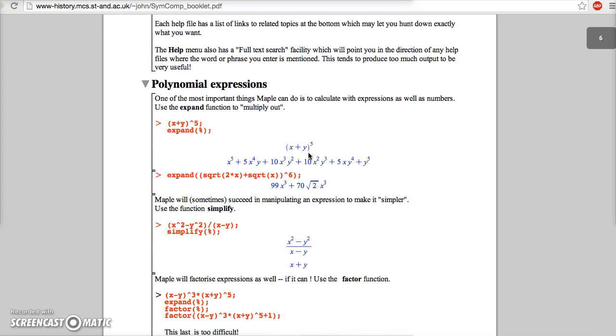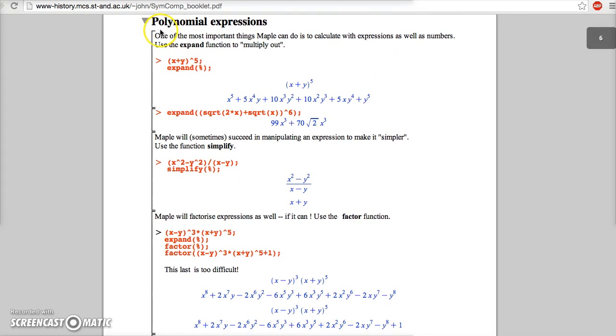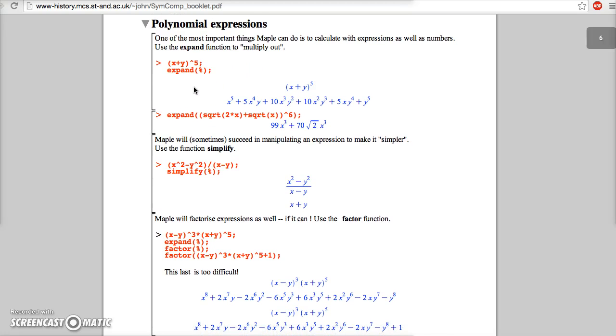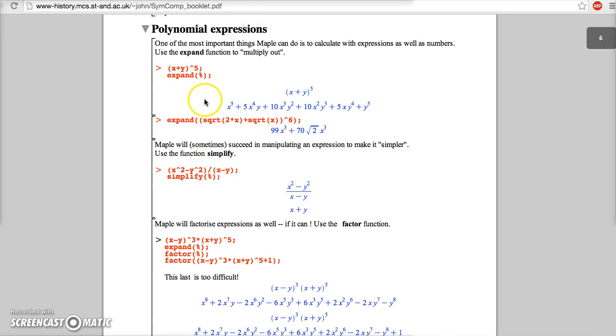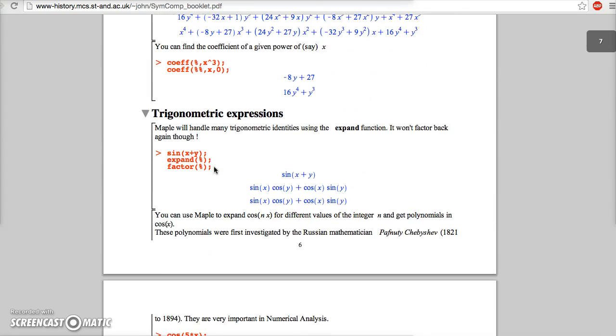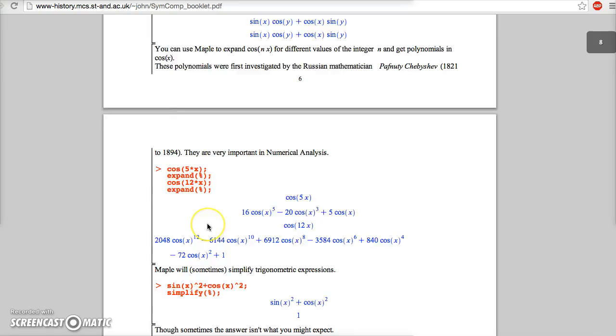Next on the list, we're going to go to polynomial expressions. Maple can even work with polynomials that the standard calculator cannot work with. Usually a Texas Instruments calculator could work with it, but not a scientific calculator. So this is giving you the instructions of how you would need to input different polynomial functions and how you would get your answers and so on and so forth. It also works with trigonometric expressions.